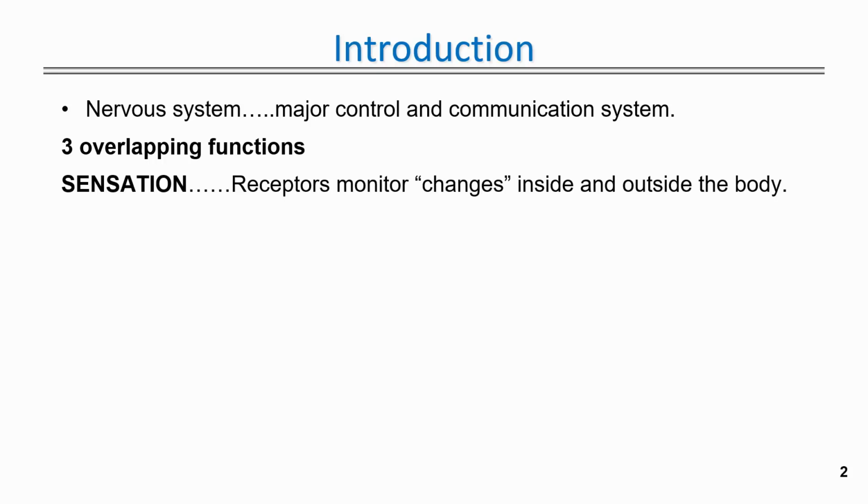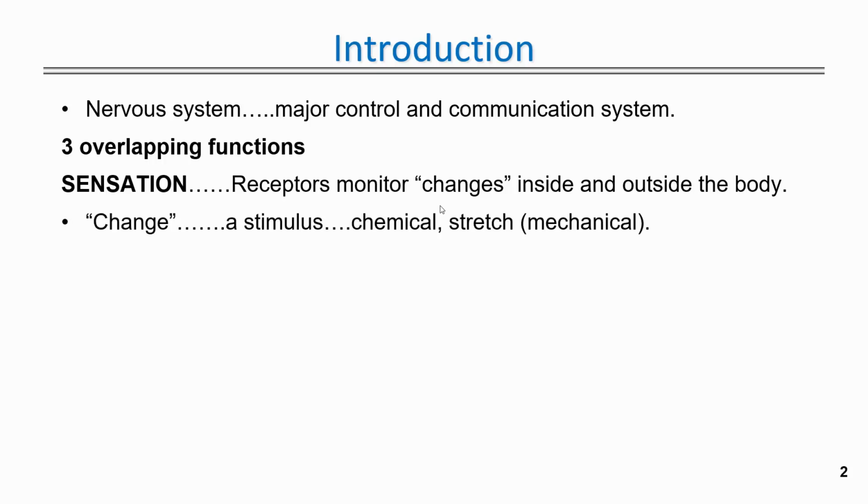And the first function that we'll address here briefly is sensation. And when we talk about sensation, sensation is a function of the nervous system that is generated from what are called receptors. And receptors are neurons that detect changes that occur inside and outside the body. Now, when I talk about a change, I'm referring to a stimulus.